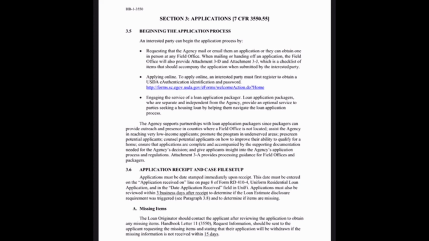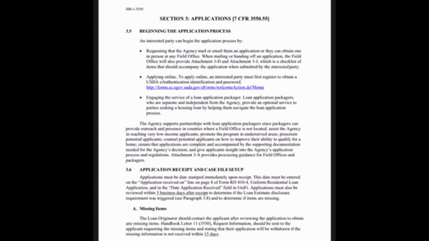So it will be everything on there listed on what you need to include with the application. And that's usually like bank statements, pay stubs, and any explanation letters if you have anything on your credit that is adverse or reporting late, like a collection or anything like that. Or you can apply online.